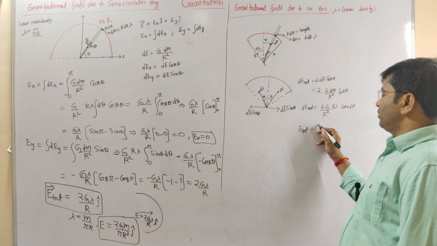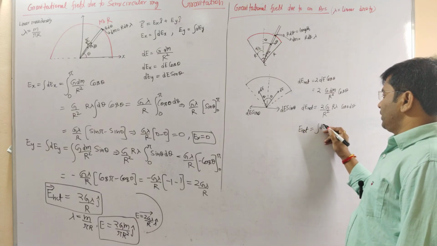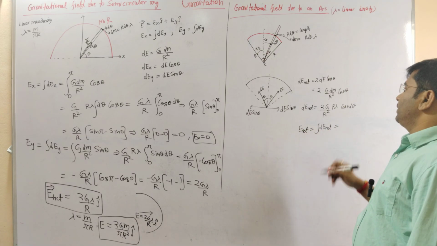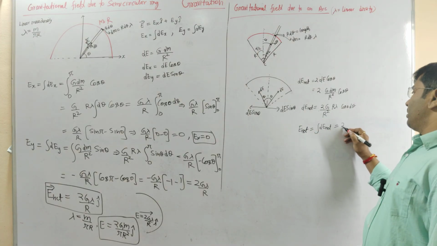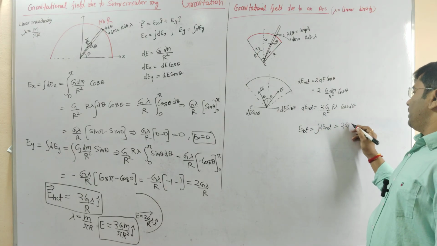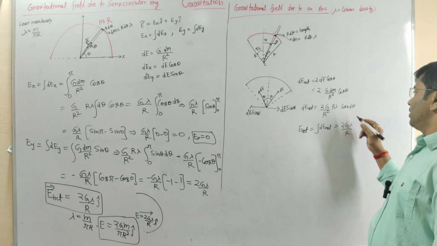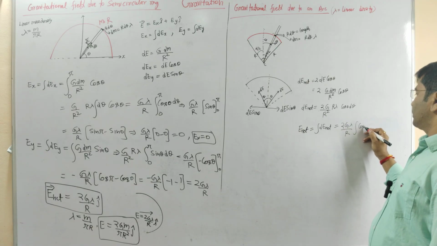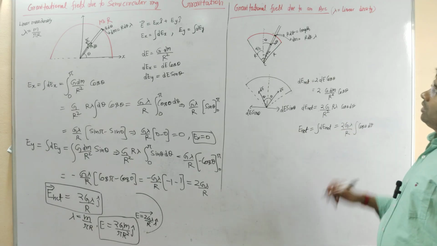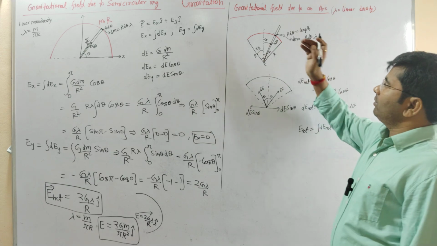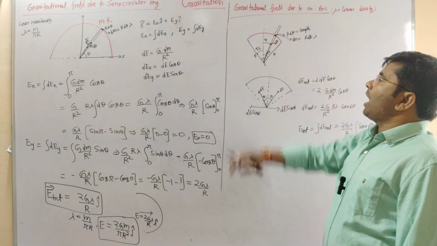So what do I have to do? Integrate dE. If you integrate this value, r cancels out, and I am getting here 2G lambda upon r. Now, what is the integration of cos theta d theta? We have to integrate it from 0 to only the half part.